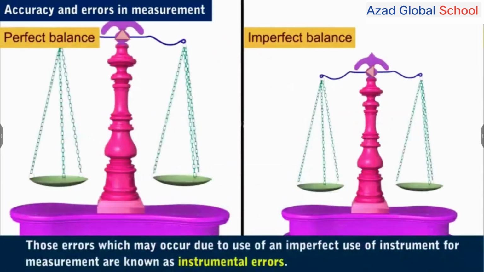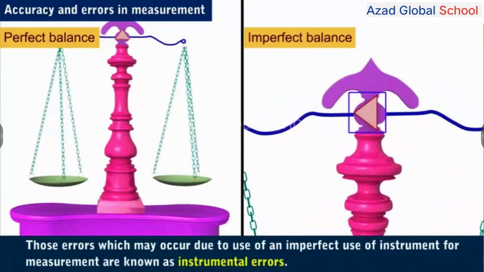Errors may occur due to an imperfect instrument used for measurement. Such errors are known as instrumental errors. For example, if the needle of a simple balance is skewed or bent, it always shows a weight that is more or less than the actual weight of the object being weighed.